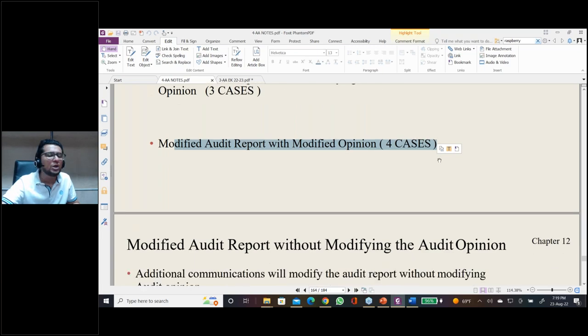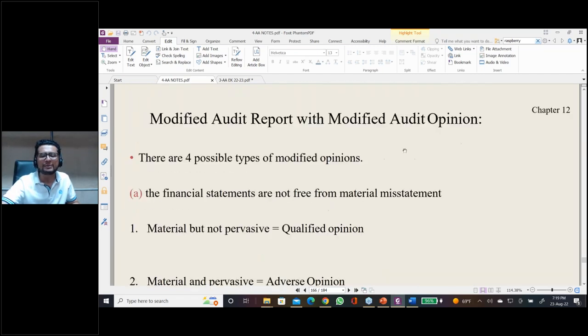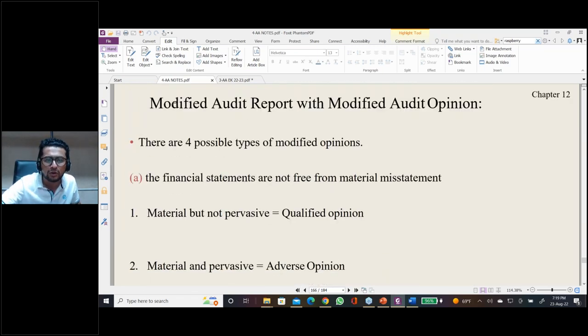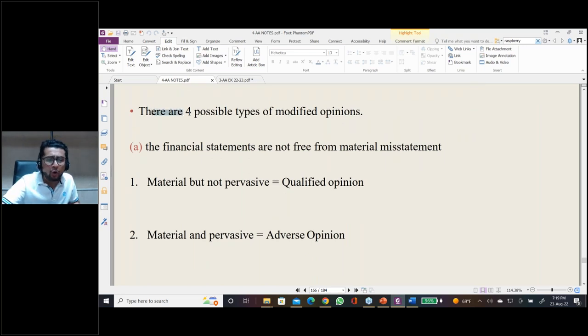Now the auditor will not say that the financial statements are expressing a true and fair view. So this is it, please concentrate. Modified audit report with modified opinion. There are four possible types of modified opinion. And when you are going to modify the opinion, automatically the report will be modified.